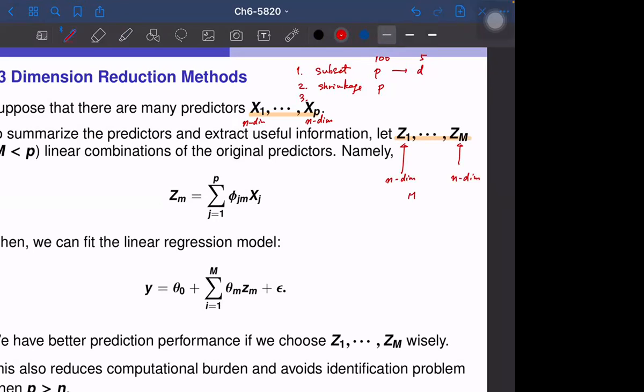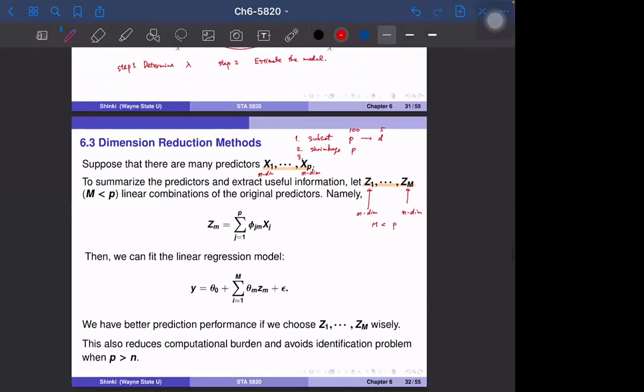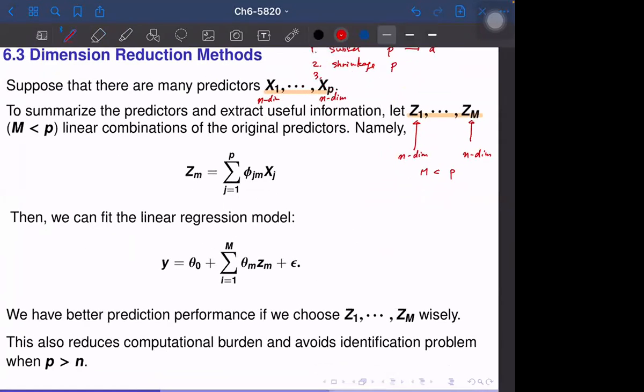And if capital M is much smaller than p, then this is summarized data. For example, p is 100, but M is 3 or something like that. And we consider the case that Z_m is a linear combination of X. For example, suppose we have 6 definitions of unemployment rate, but these are very similar. Then we just take the average. Then that is Z1, maybe.